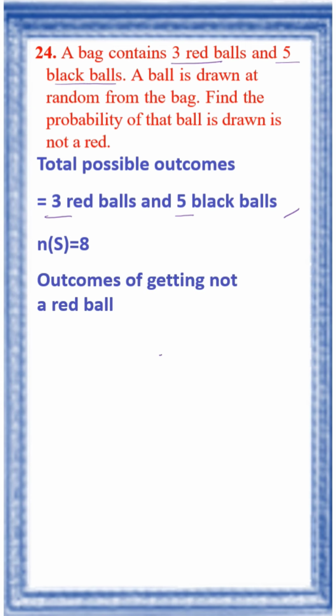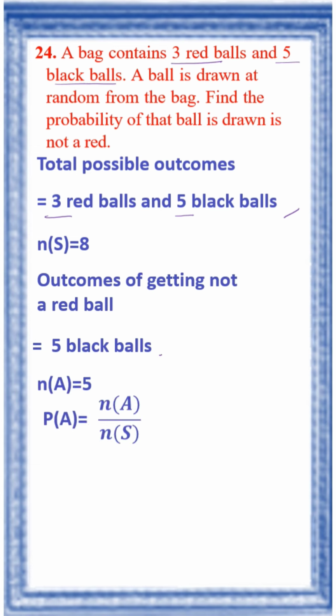Outcomes of getting not a red ball means 5 black balls. So number of A is 5. P of A is number of A upon number of S. Number of A is 5, number of S is 8, so it is 5 by 8.